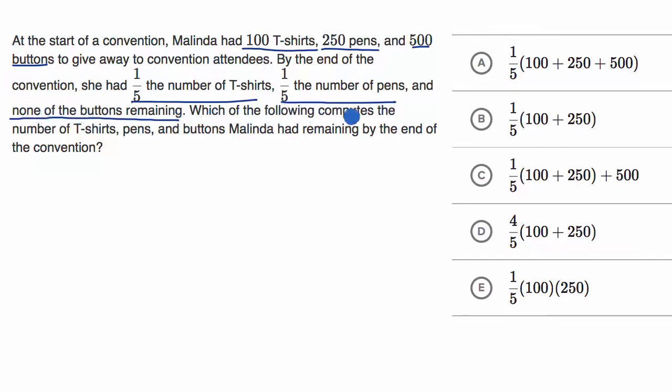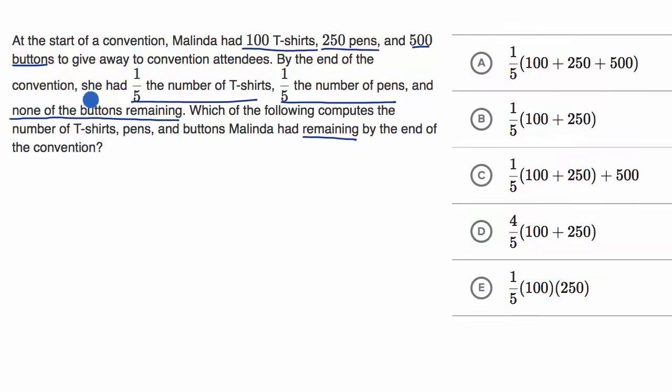Which of the following computes the number of t-shirts, pens, and buttons Melinda had remaining by the end of the convention? So pause this video and see if you can work through this. All right, now let's do it together. And there's a couple of ways that you could approach it.